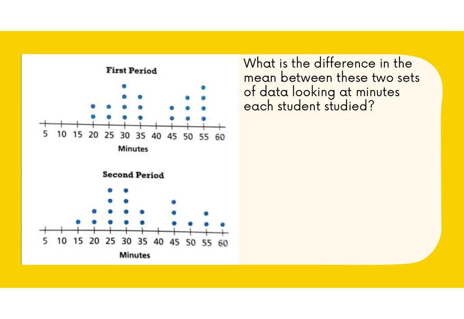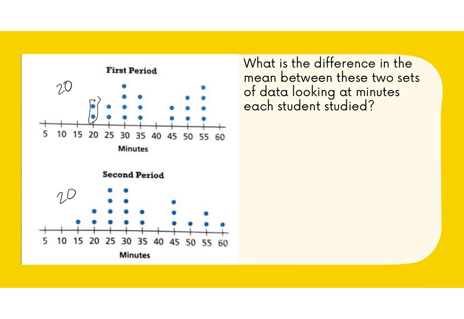In our third example, we're once again asked to compare the 2 sets of data that we have. If you haven't seen this type of data set in a while, this is called a dot plot. Each dot represents one person who did that many minutes. So for instance, you see the 2 dots here under 20. That means there are 2 students who both studied for 20 minutes. Now, each period has 20 students total. There are 20 dots in each set of data.